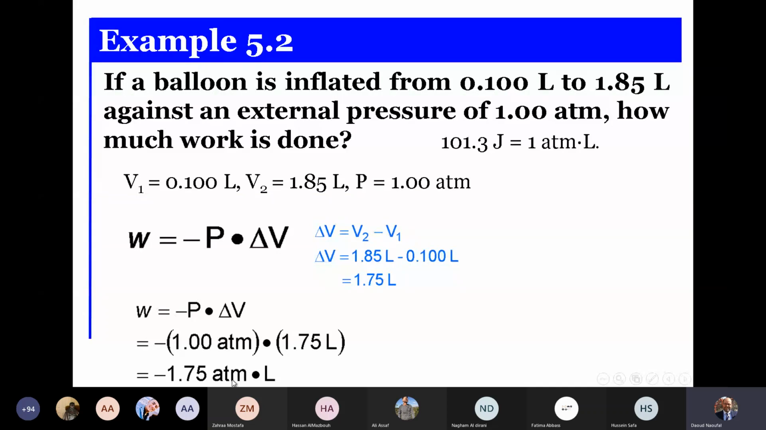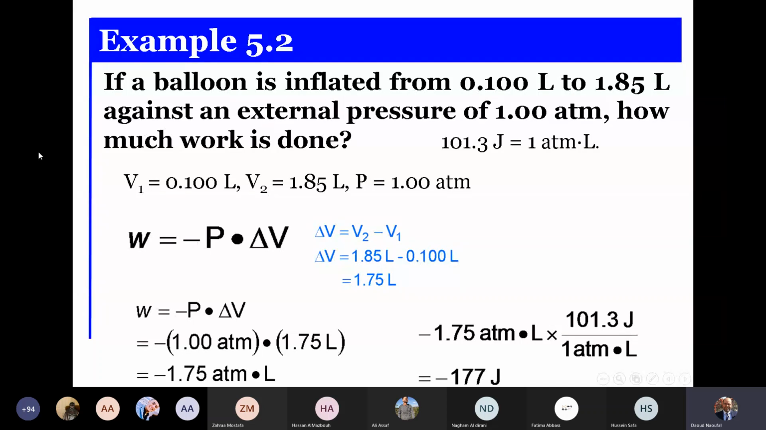In the international system, W should be in joules. So we apply the conversion: 1 liter atmosphere equals 101.3 joule, and then the value is equal to minus 177 joule.